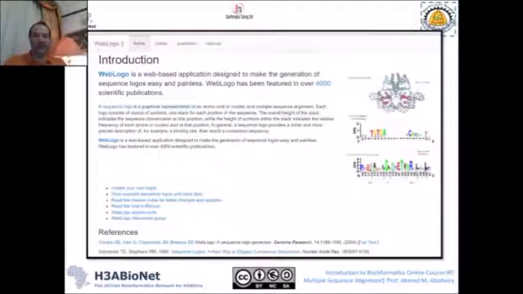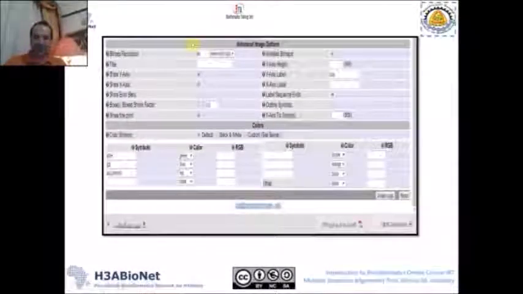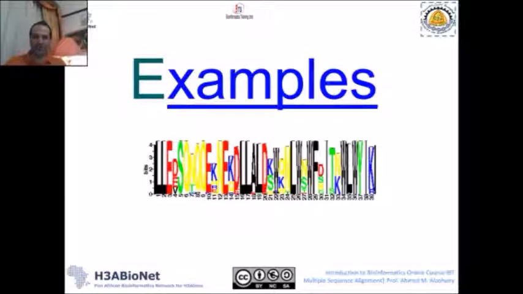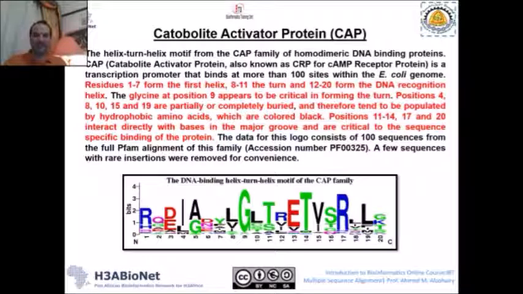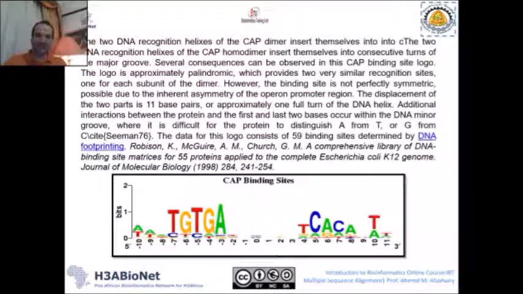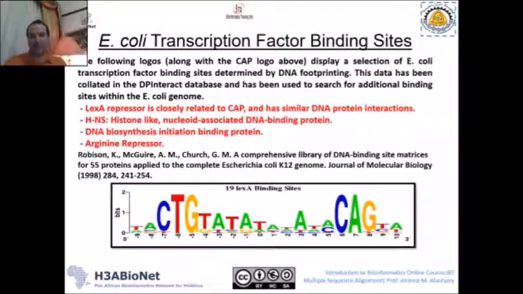Anyway, WebLogo is one of the good tools, and you can use it, especially WebLogo 3. WebLogo 3 has a lot of examples that you have to read and actually understand, so you can go and use this tool in your study. You can read these examples and see how they used WebLogo in interpreting conservation in DNA or in different proteins.